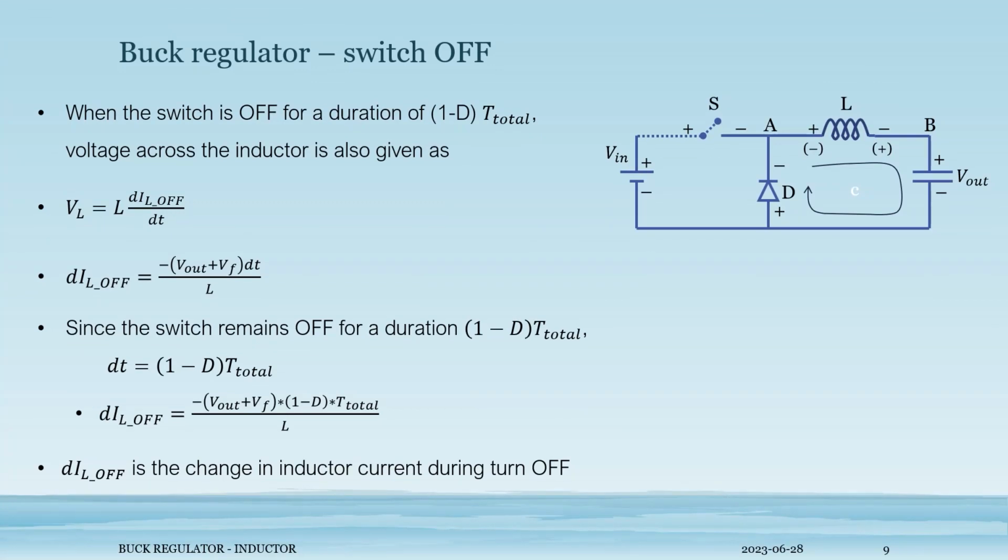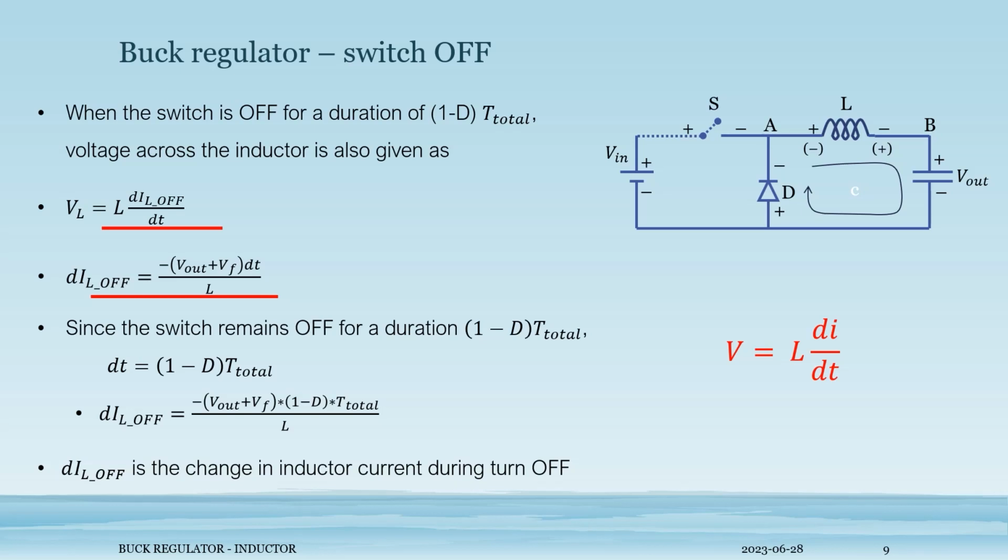We know that for an inductor, the voltage is given as L into di by dt. If dIL off is the change in inductor current during the off time, then we can write VL is equal to L into dIL off divided by dt. From the previous slide, we know the inductor voltage during off time is given as minus of Vout plus Vf. On substituting this, we get the inductor current during off time as minus of Vout plus Vf into dt divided by L.